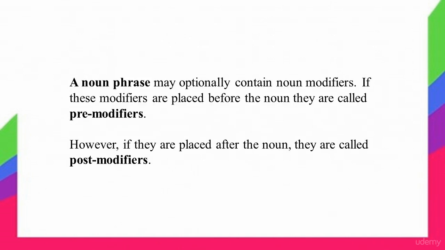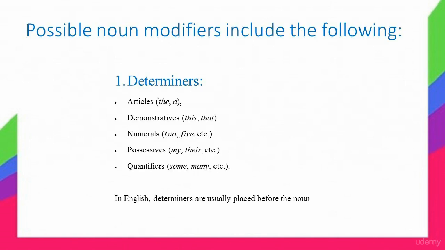A noun phrase may optionally contain noun modifiers. If these modifiers are placed before the noun, they are called pre-modifiers. However, if they are placed after a noun, they are called post-modifiers. Possible noun modifiers include the following. Number 1, determiners. Articles the and a.